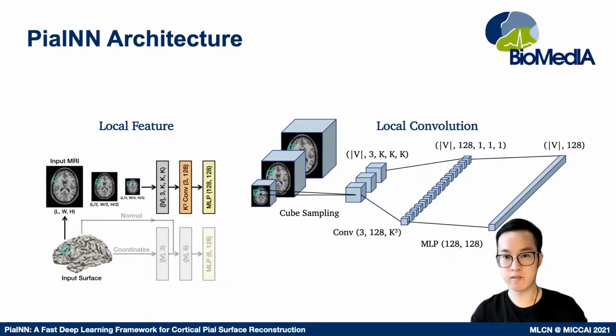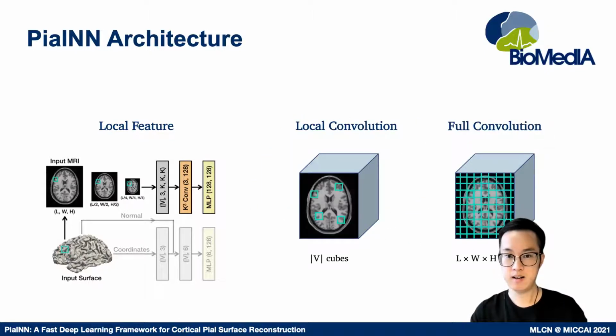Next, we use a convolutional layer with kernel size k on all the cubes. So now each vertex has a feature vector containing its neighborhood information. An MLP layer is then followed to extract the local feature. Such local convolution method is memory efficient, as we do not need to run convolutional operation on the entire 3D MRI volume. The complexity only relies on the number of the vertices.